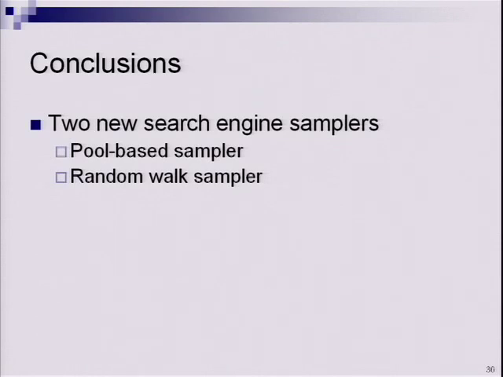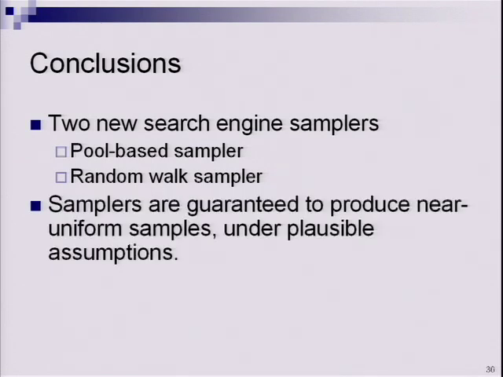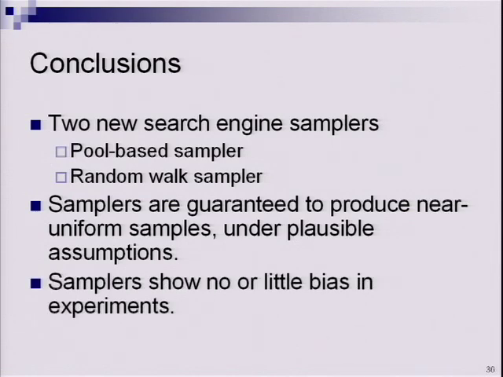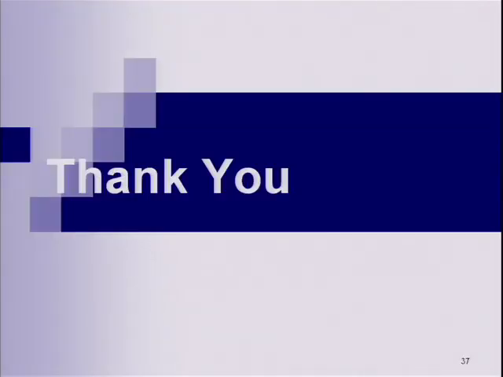Okay, to conclude, we presented in our work 2 new search engine samplers. One is the pool-based sampler, on which I focused in this talk, and the other is a random walk sampler. For both samplers, we were able to prove that they are guaranteed to produce near uniform samples under plausible assumptions. And we also ran experiments that showed that these samples have little or negligible bias. That's it. Thank you.